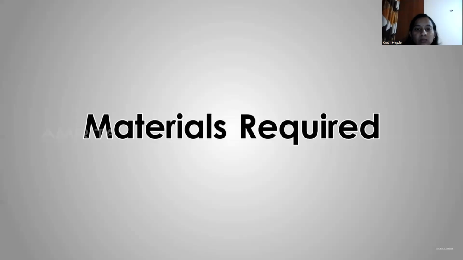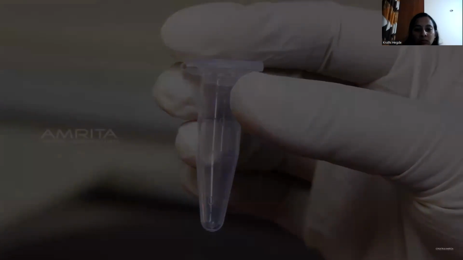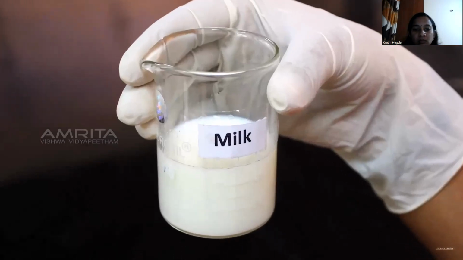Materials required. Centrifuge machine. Centrifuge tube. Milk and distilled water.